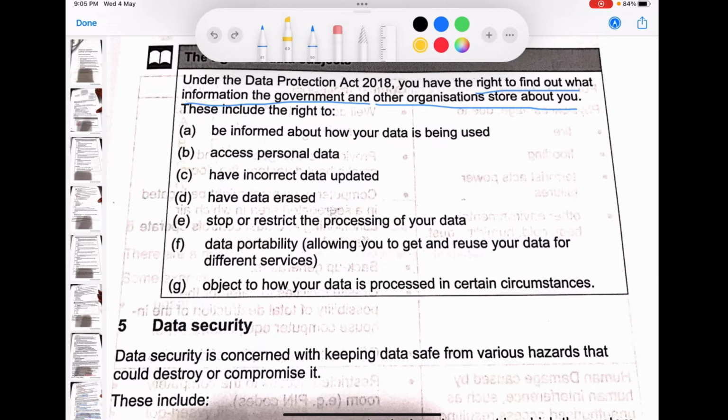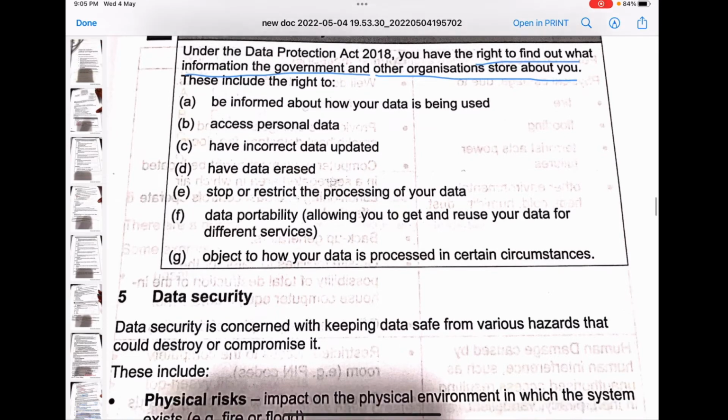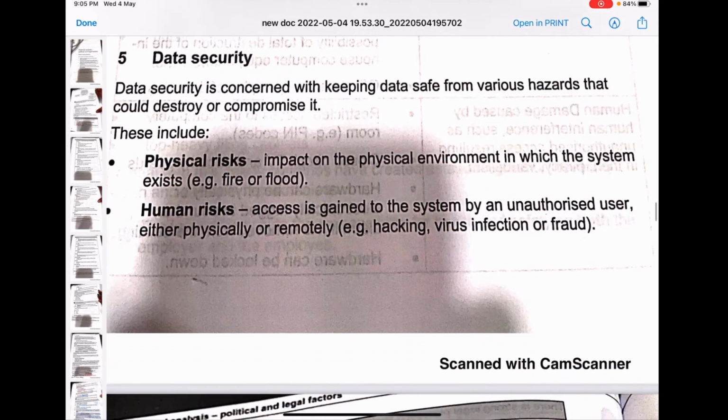You can see if incorrect data is updated. You can update the incorrect data. Have data erased, stop or restrict the processing of your data, data portability. If you require the data for some other purpose, you should be able to take it. Object to how your data is processed in certain circumstances. So that was about data protection.